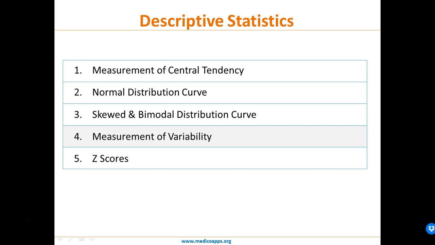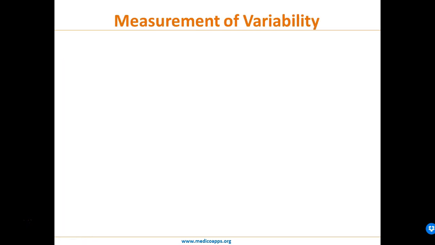In this module we will learn about measurement of variability. Variability is nothing but the variations of various observations within a sample. One of the easiest ways to measure variability is range. Range is nothing but the difference between the highest and the lowest value.